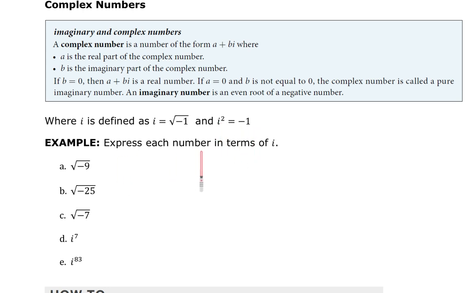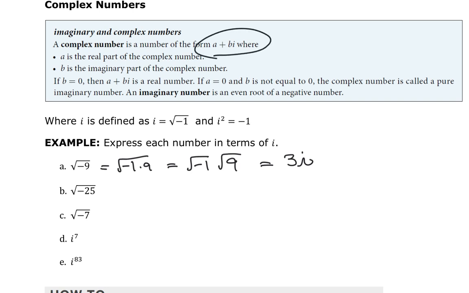So now we're going to express each of these numbers here in terms of i. I have to deal with this negative first. I'm going to write this as the square root of -1 multiplied by 9, which is the square root of -1 multiplied by the square root of 9, which gives me 3, and i is behind it. This is how we normally write it. If it's required to write this as a complex number, I would write this as 0 plus 3i.